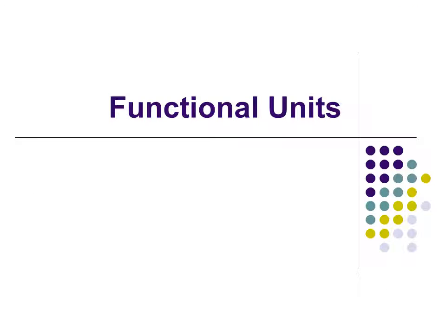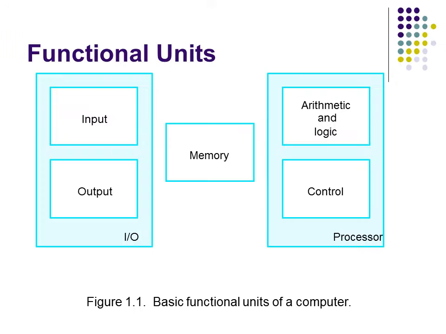Next we are going to discuss the basic functional units of a computer, and this is a representation of the functional units in our computer. There are mainly 5 functional units: input, output, memory, arithmetic logic unit and control unit. The arithmetic logic unit and control unit are collectively called the processor.